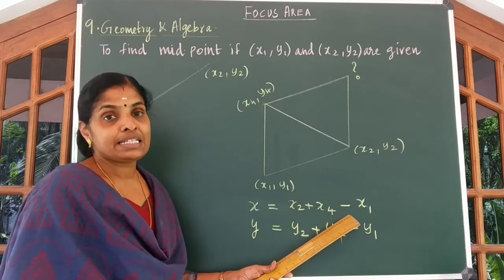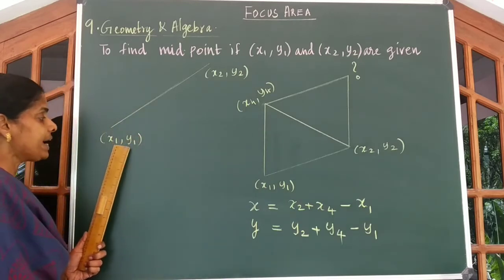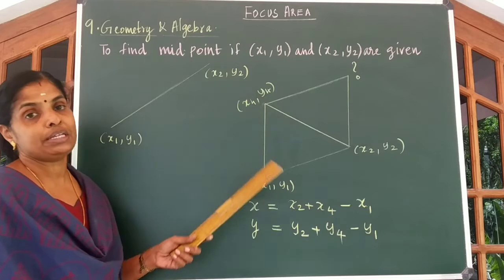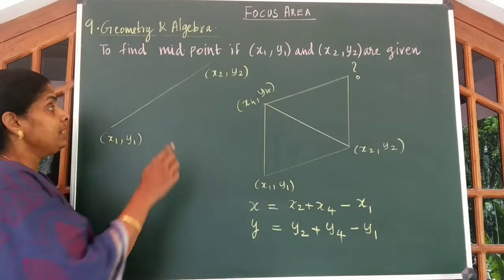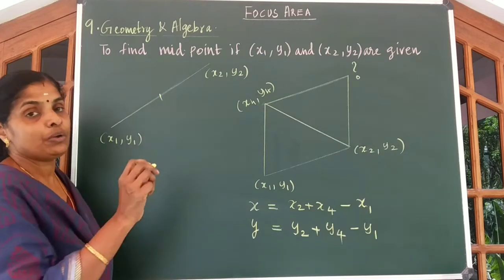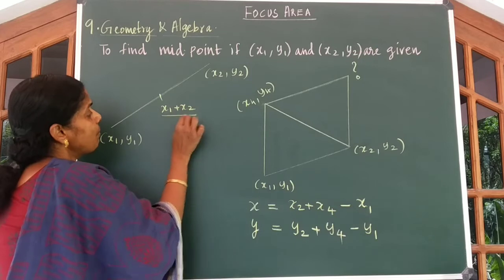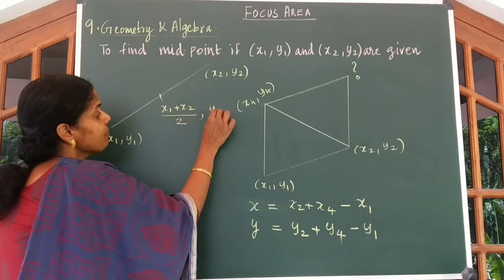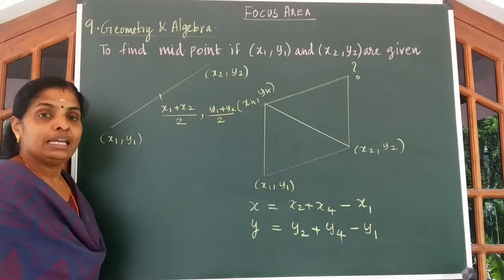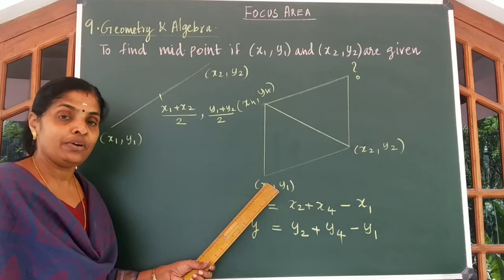Okay, let us discuss the midpoint. If you are given x1, y1 and x2, y2 to be any two points of a line, then to find the midpoint of that line, we have to use the formula x1 plus x2 by 2, comma, y1 plus y2 divided by 2. Let us discuss two problems based on these two ideas.